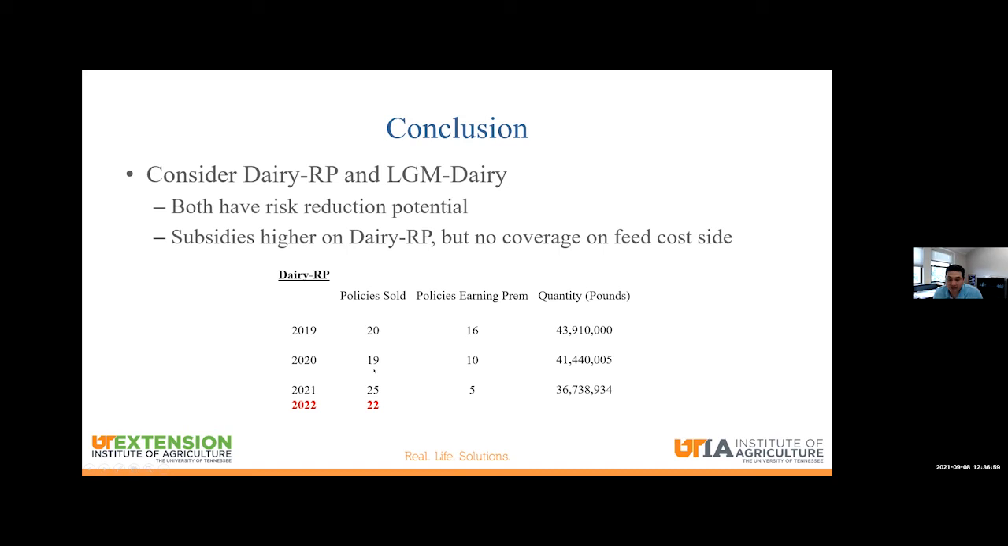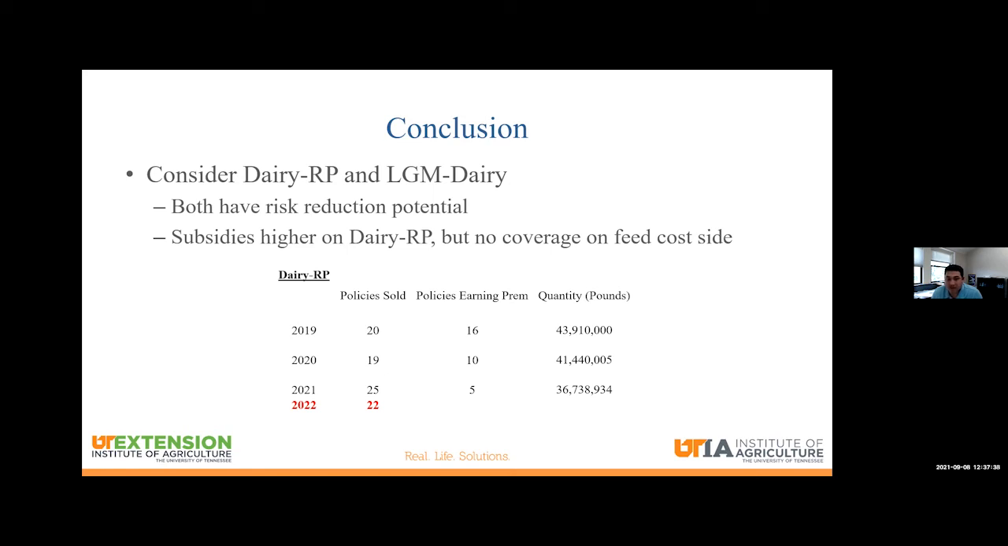We went down in 2020. 10 of those still earned a premium. And that's how many pounds were insured. While our pounds decreased in 2021, we actually increased the policies sold, similar to DMC. If you remember, we had more in 2019 than we did in 2020, but then we ramped back up in 2021. And just to see what was happening in the future, there have already been 22 policies sold for the 2022 year.